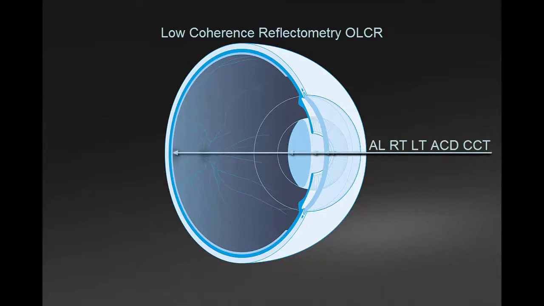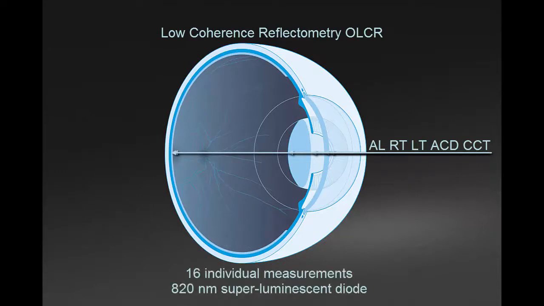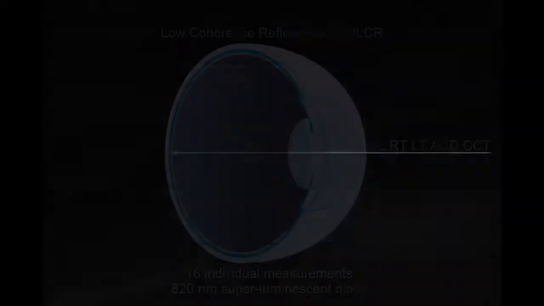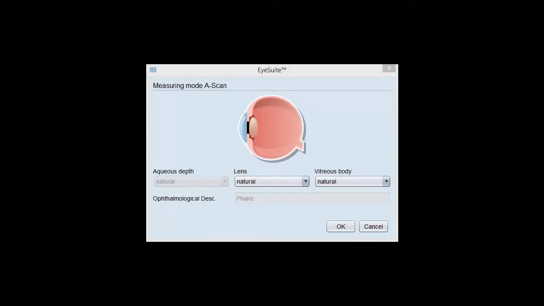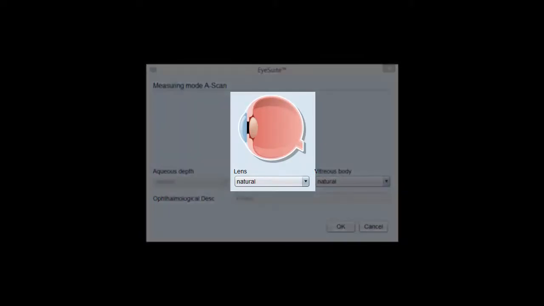LENSTAR utilizes optical low coherence reflectometry to achieve all length measurements, which is a technology similar to time domain OCT. Each scan is composed of 16 individual measurements. These measurements are acquired using the 820 nanometer superluminescent diode. The Eyesuite software offers variable measuring modes, including regular eye, aphakic, pseudophakic, and silicon oil fill.